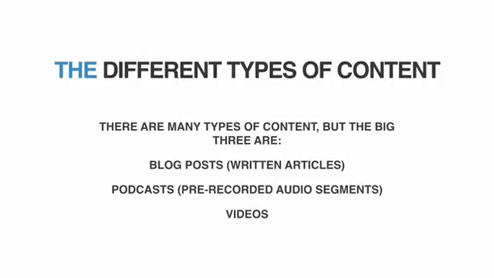And the third one is videos. You guys probably guessed that. It's videos. YouTube. That's content. People have made tons of money. They've generated tons of subscribers. They've made a name for themselves and their business through videos. Those are the big three right there: blog posts, podcasts, and videos.